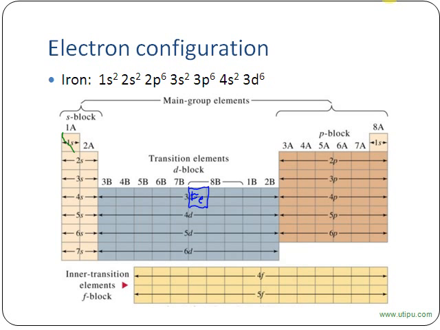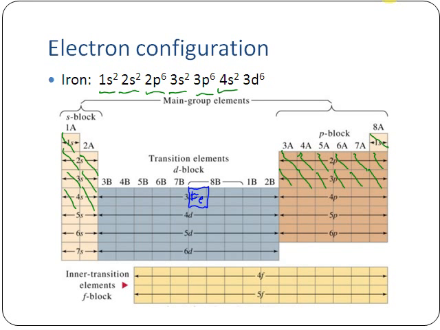So let's take a look at what we've got. It fills up the 1s. It fills up the 2s, so 1s2, 2s2. It fills up the 2p, so that's 2p6. Fills up the 3s, 3s2. Fills up the 3p, that's 3p6. Fills up the 4s, it's 4s2.